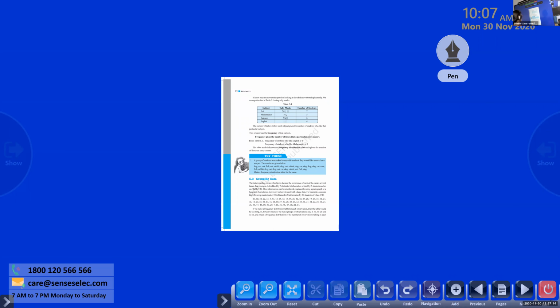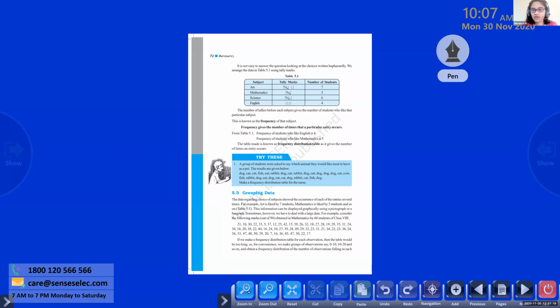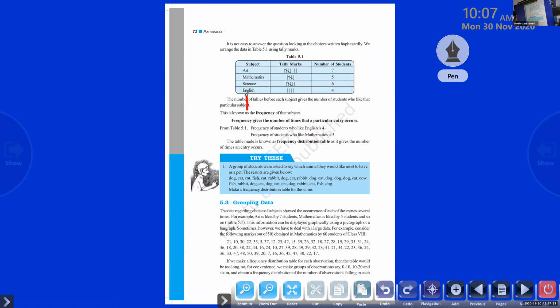So, grouping data, did we start this? Marks, upper limit and lower limit we discussed, isn't it? And class width. Yes, ma'am, we need to make a frequency table for these 60 students. That question only you wrote, isn't it? The problem you gave us, we just tried. Not this question, ma'am.